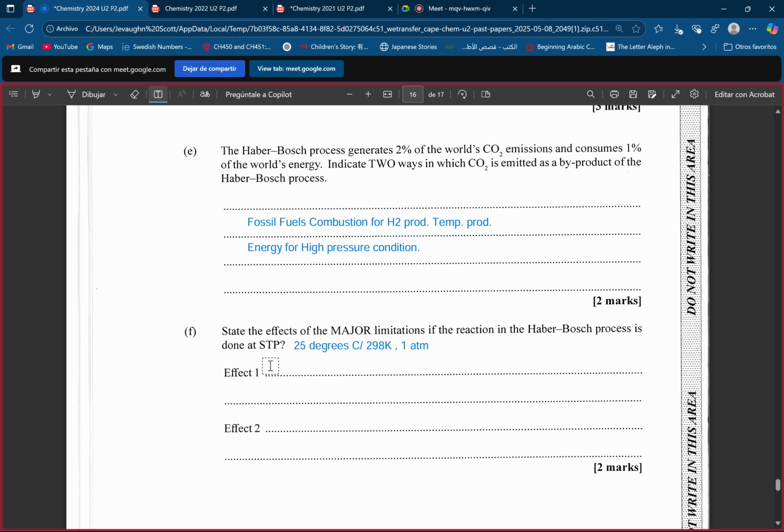Okay, lovely. So now we know that we're actually working with low temperature and low pressure, that is standard temperature and pressure. Now, judging by what we know should be the conditions for the Haber process, what would be the effect? What would be the effects of STP? What would be the limitations?